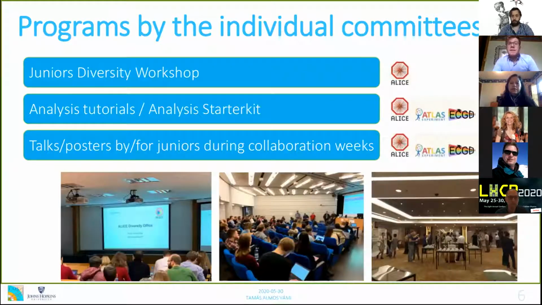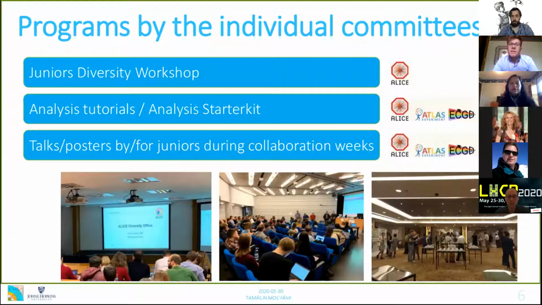In LHC, there is a junior diversity workshop, which is an interactive workshop for diversity management and things connected to diversity. And then in LHC, Atlas and LHCP, there are certain analysis tutorials. These are organized by the experiments, but the Young Scientist committees help out in this case.